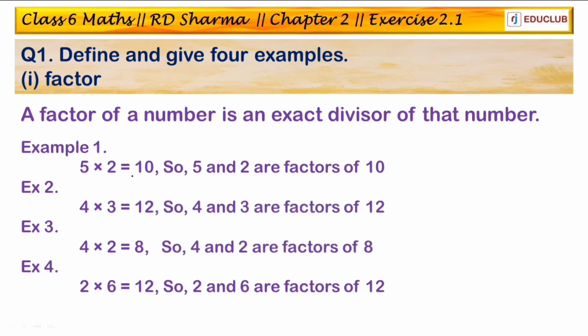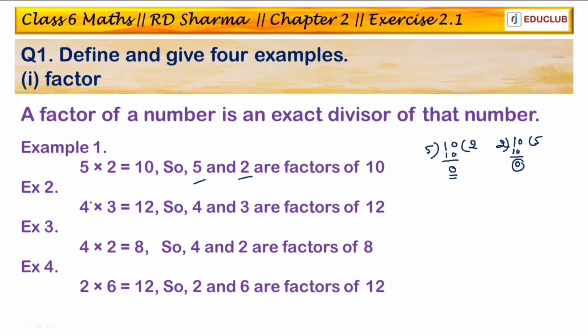First, 5 into 2 is 10, so we can say 5 and 2 are factors of 10. How? When we divide 10 by 5, we will get 2 as the quotient and remainder 0. So it means it is an exact divisor because we are getting remainder 0. Similarly, when 10 is divided by 2, we get quotient 5 and remainder 0. So we can say 5 and 2 are factors of 10.